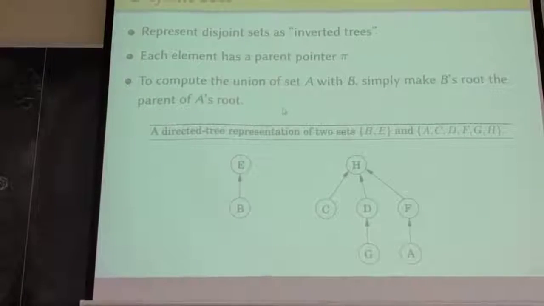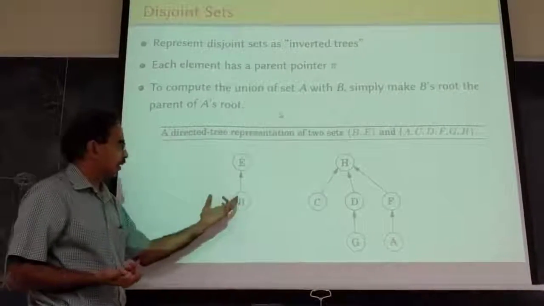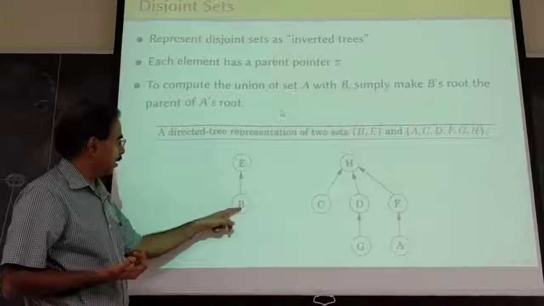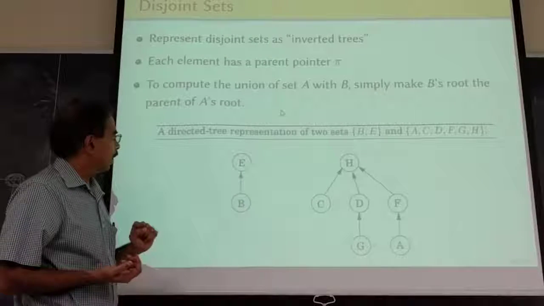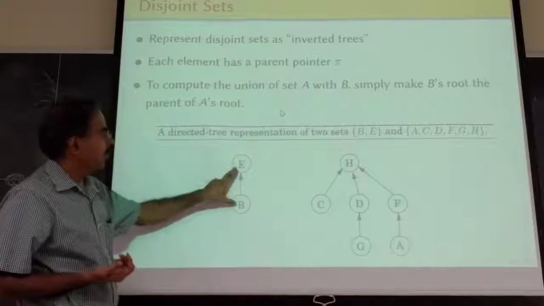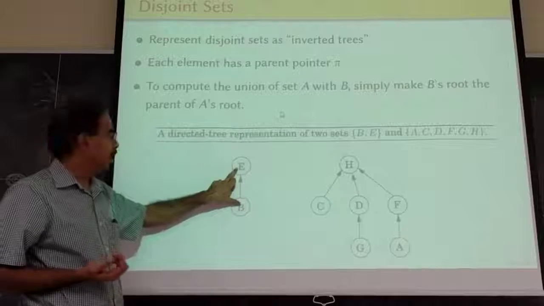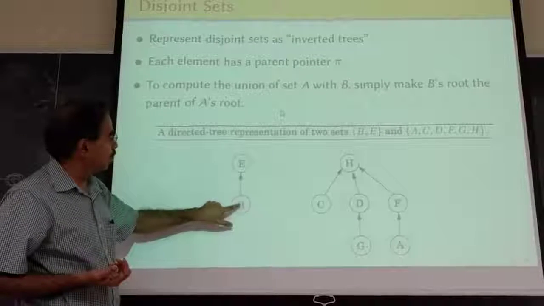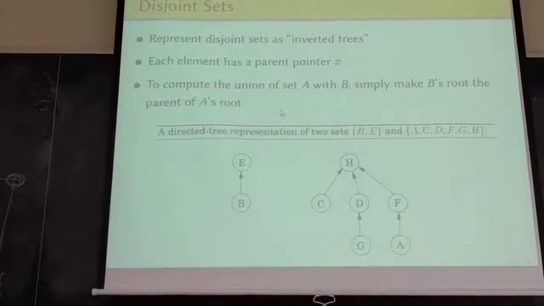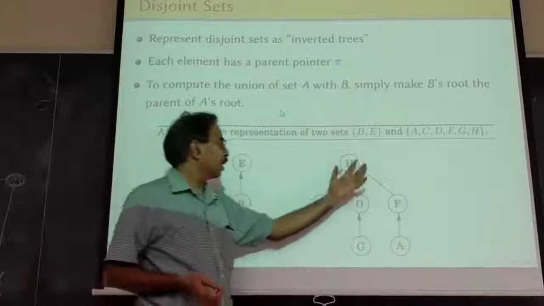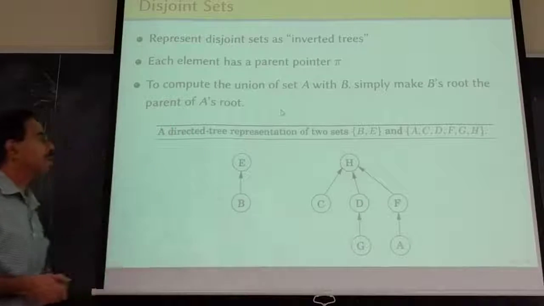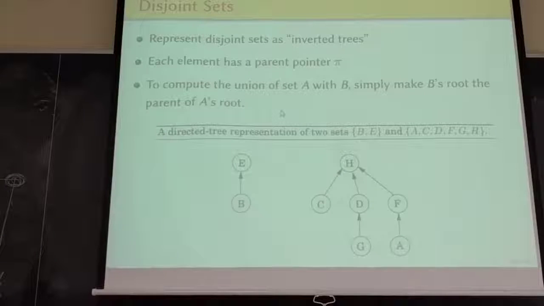Okay, so they are represented at some level as an inverted tree. So this says that B belongs to the set E, or E and B belong to the same set. By and large you can say that who is the child and who is the parent doesn't really matter, because it's a set, and so there's in a sense no ordering on the elements of the set. So when you keep them in the same tree, that means they're all part of the same set.